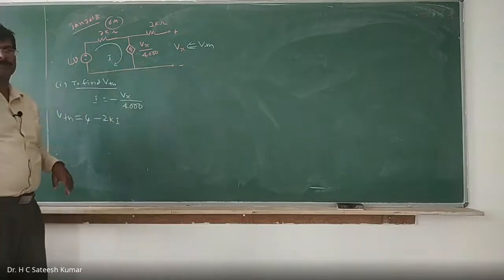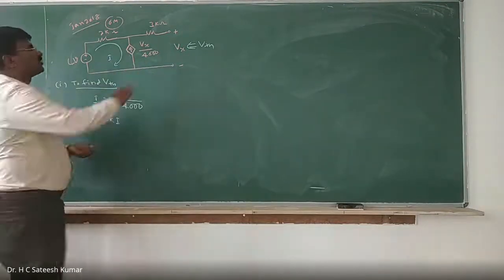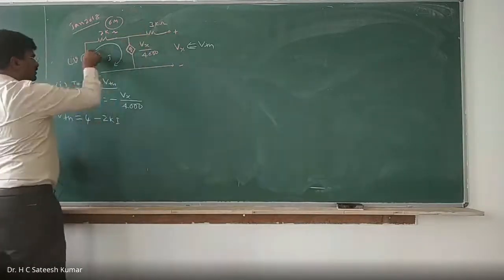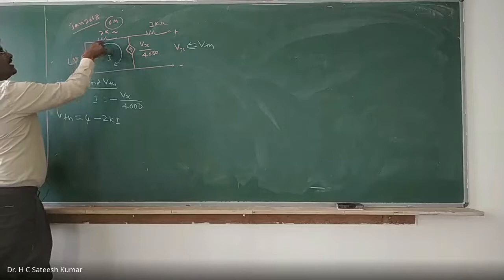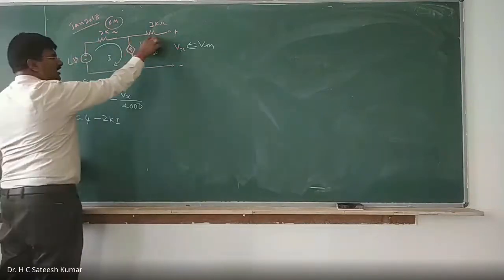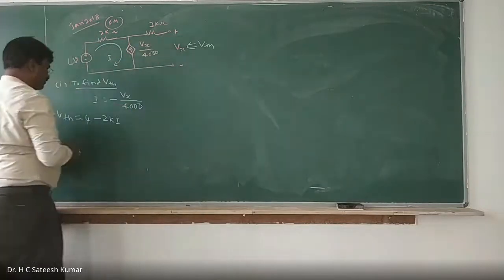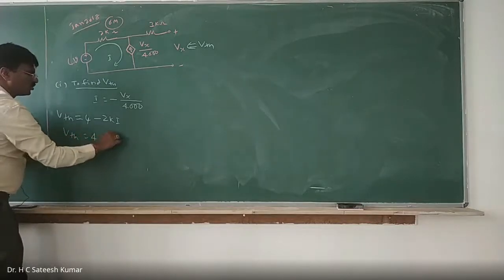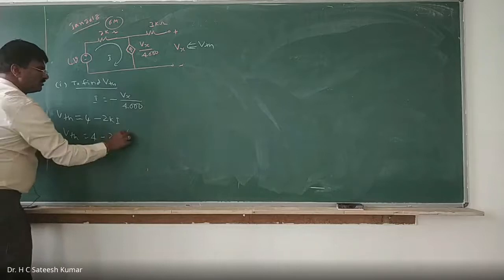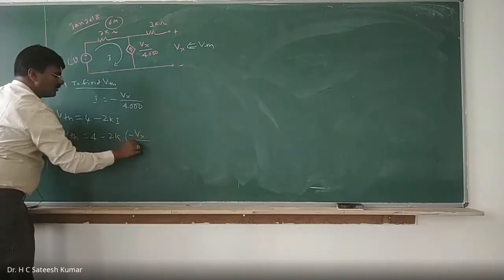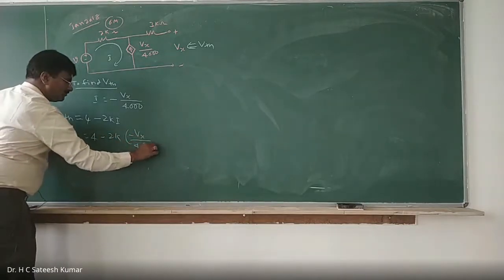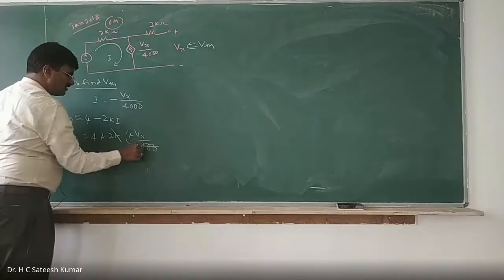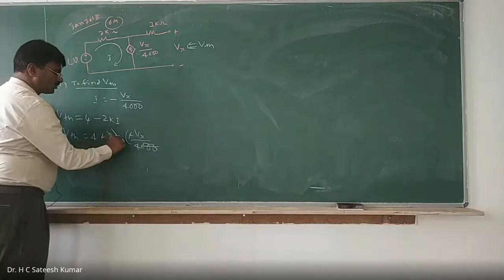We got it. Now, VTH, this voltage is nothing but equal to go from here to here, plus 4 minus 2k into I, same direction. Here current will not flow because it is open circuited. That is the one. VTH is equal to 4 minus 2k into I, which is minus Vx divided by 4000. Minus of minus is plus. This k gets cancelled with 3 zeros, and this 2 times gets cancelled.